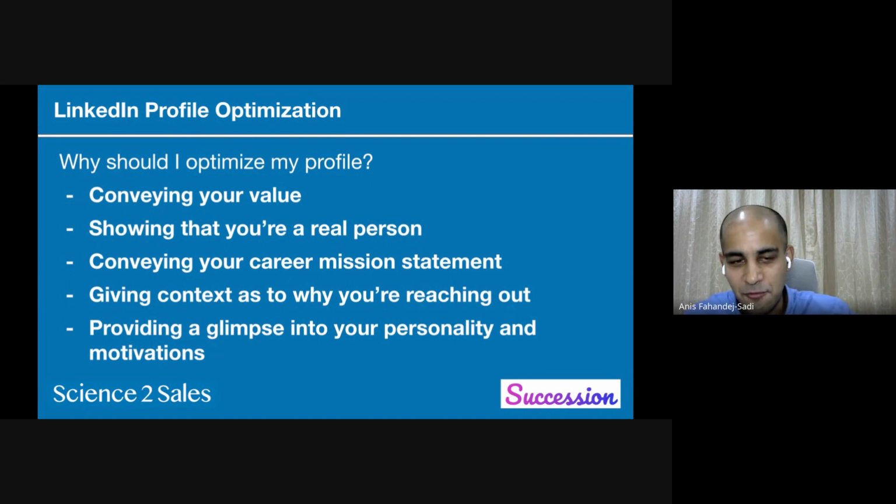That also relates to the fourth bullet point. It provides context. When you have an optimized profile, it provides context as to why you're reaching out, why they should connect and chat with you. And the last thing, it humanizes you, right? It gives a glimpse into your personality, depending on how often you post and how you have it set up, as well as your motivation. So really, what drives you? What makes you get up in the morning? What motivates you when it comes to your professional career?